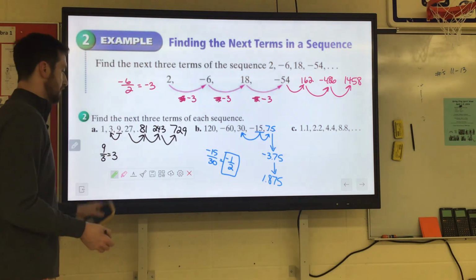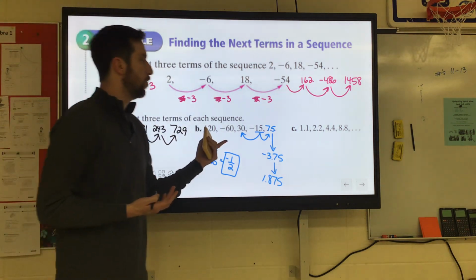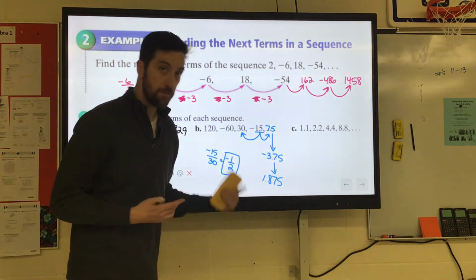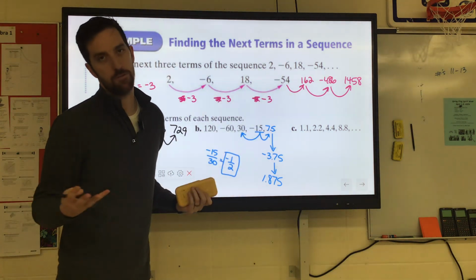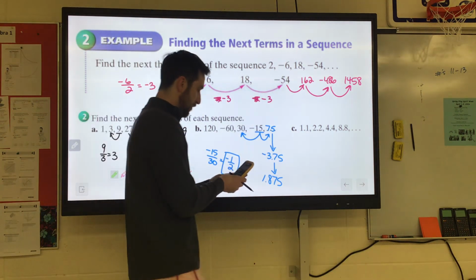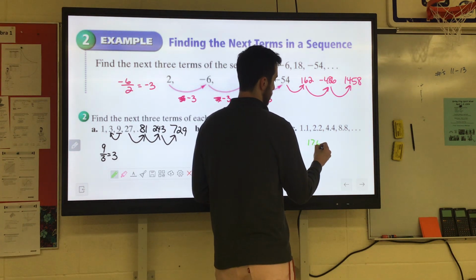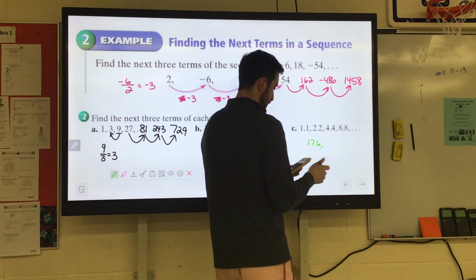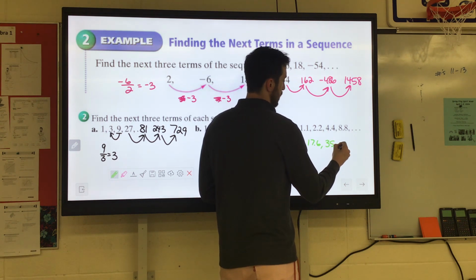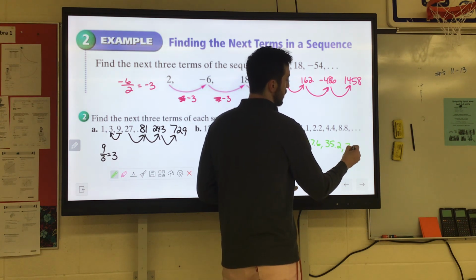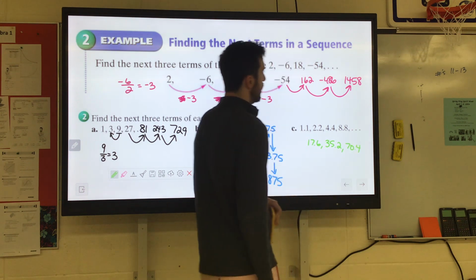All right, last one. Look at that pattern: 1.1, 2.2, 4.4, 8.8. We're multiplying by 2. That's our common ratio. So we can keep that going. 8.8 times 2, 17.6 times 2, 35.2 times 2 will be 70.4.